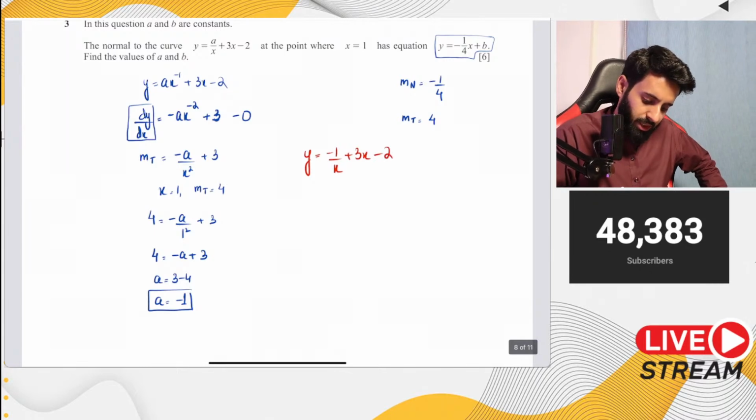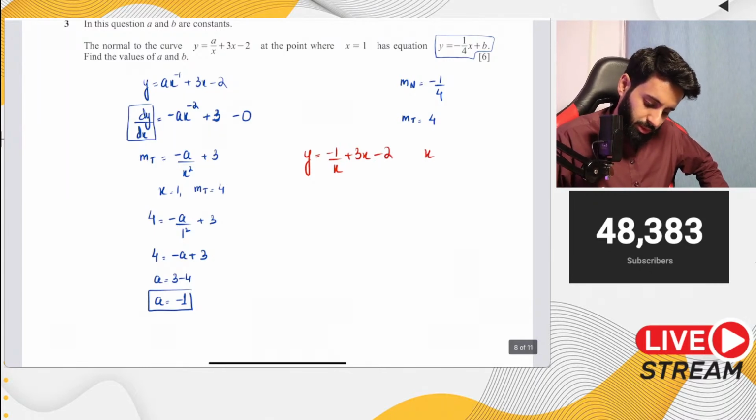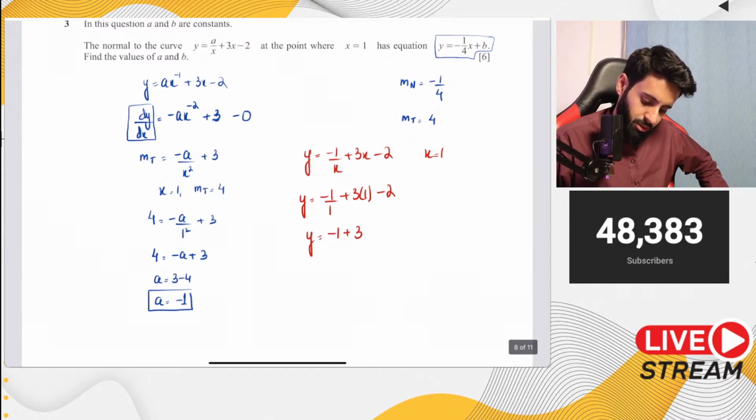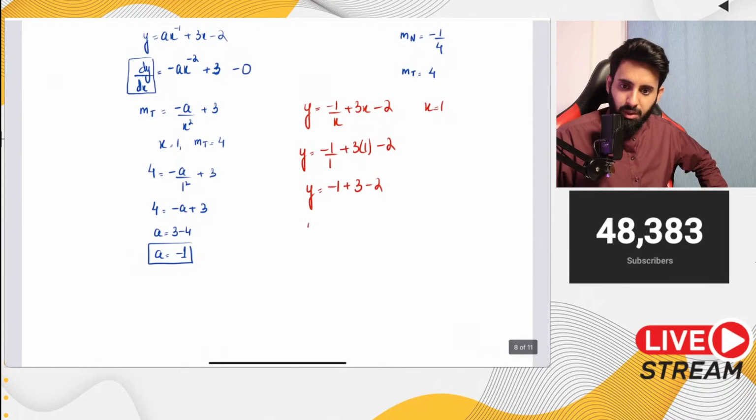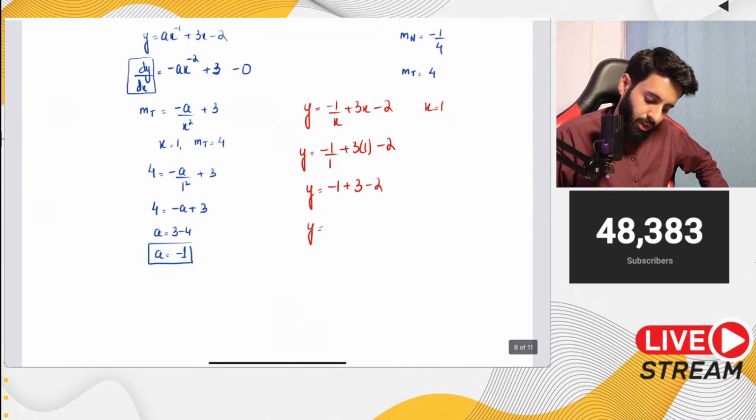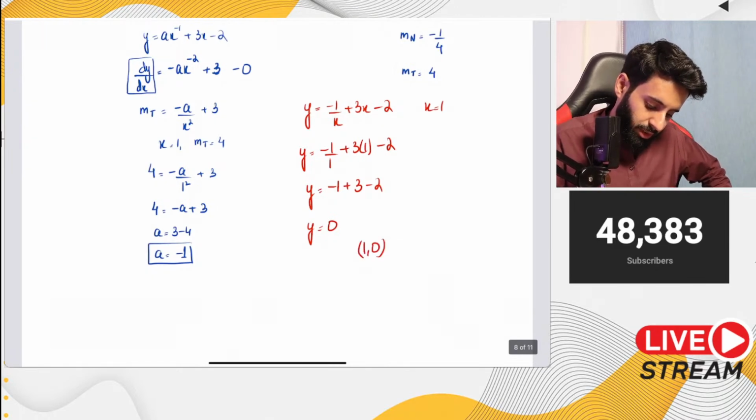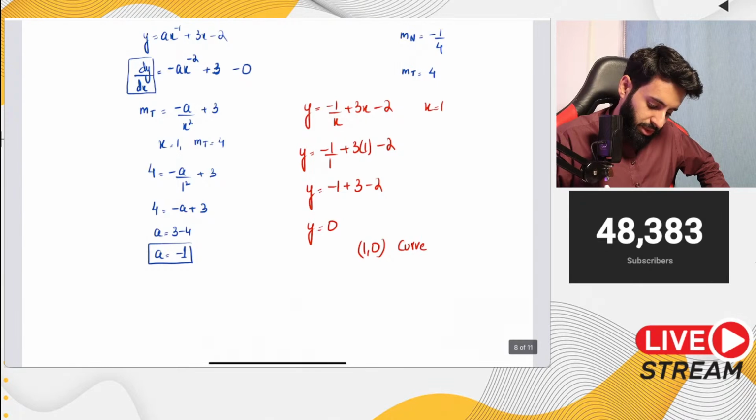Okay, now let's see what y is equals to when x equals to 1. Okay, so y is equals to minus 1 upon 1 plus 3 into 1 minus 2. So y is equals to minus 1 plus 3 minus 2. So y equals to what? Y is equals to 0. ठीक है. That means अब ये जो 1 comma 0 है, this point is not only on the curve, but this point is common on the curve and the normal.